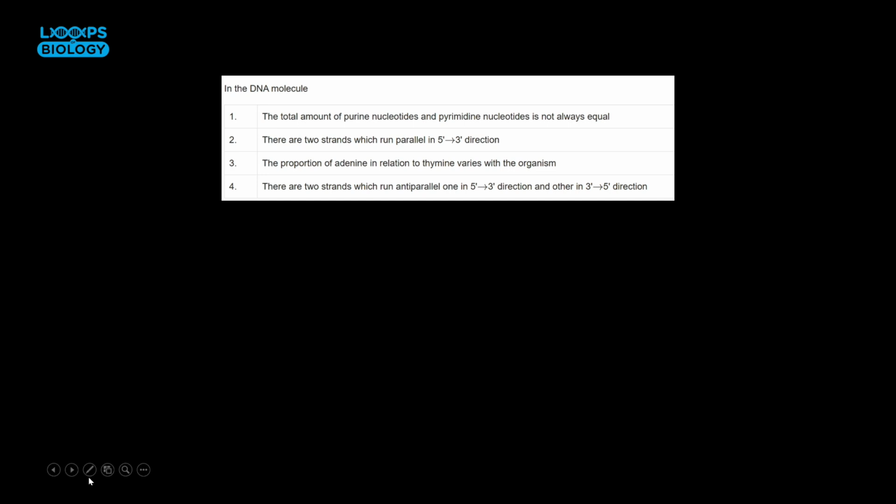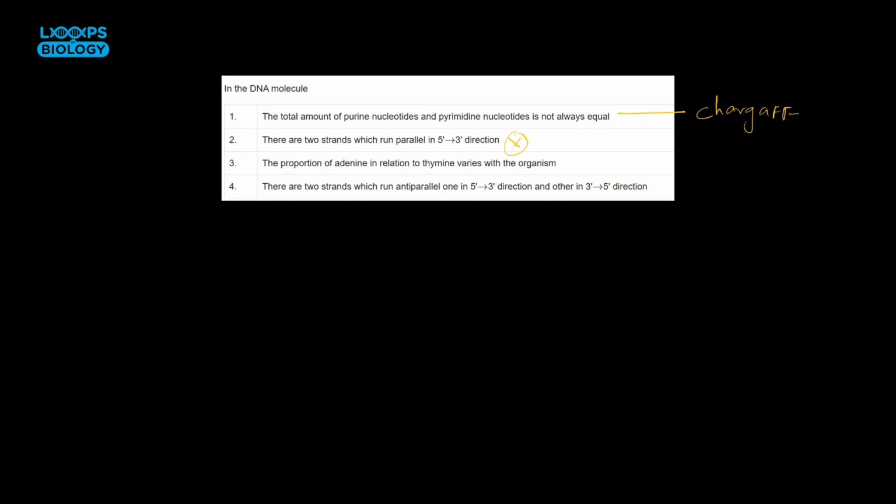In the DNA molecule, the total amount of purine nucleotide and pyrimidine nucleotide are not always equal. That is not the case. They have to be equal because according to Chargaff's rule, their ratio is going to be 1:1. Two strands run parallel in 5' to 3'. Wrong. This is shown by Chargaff.